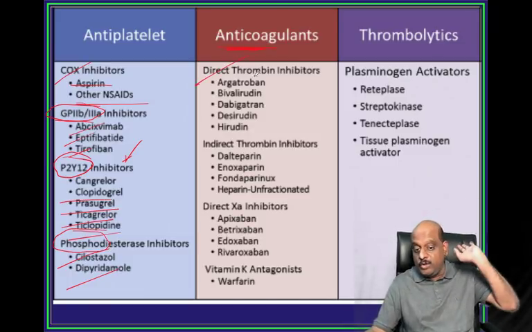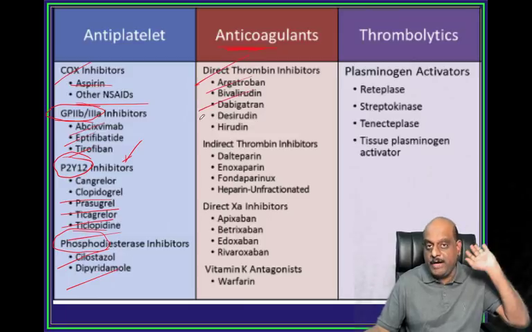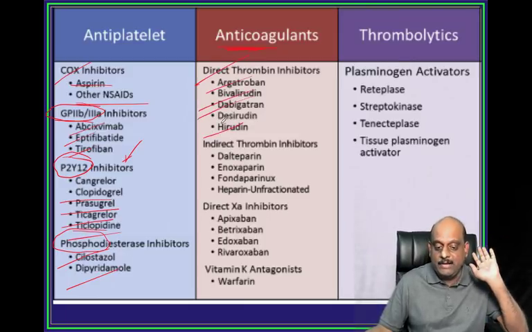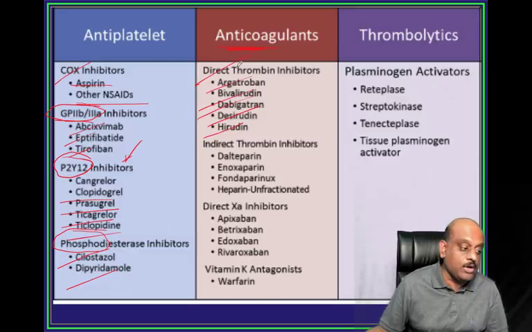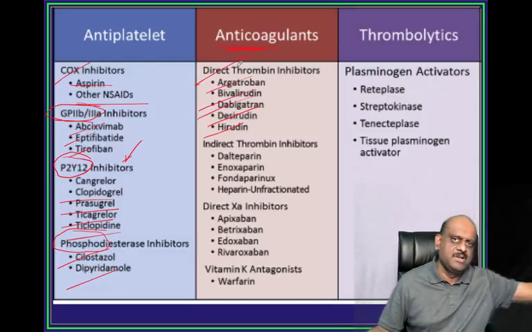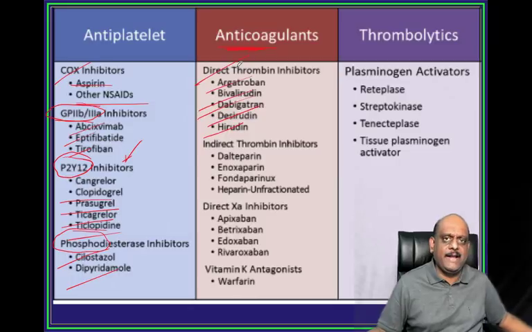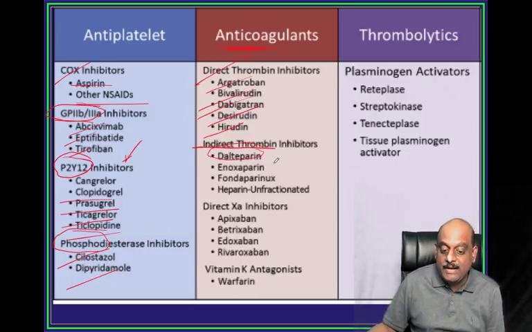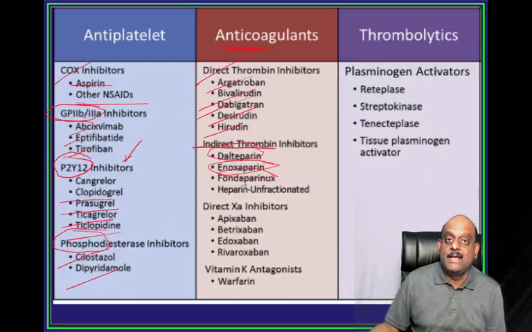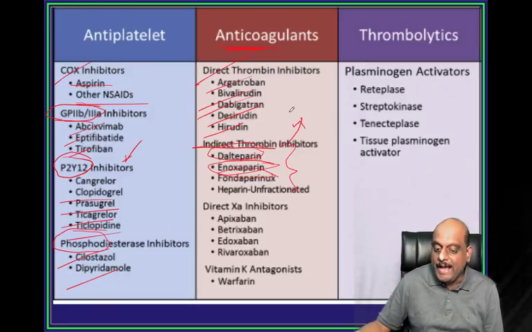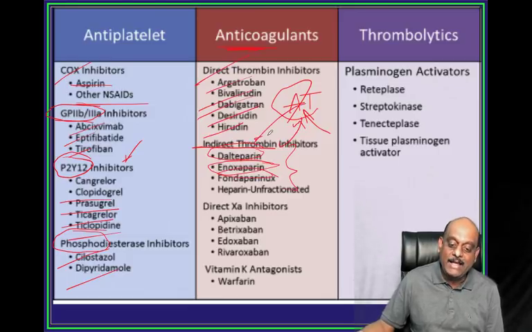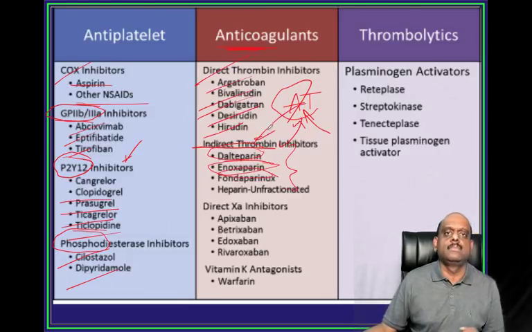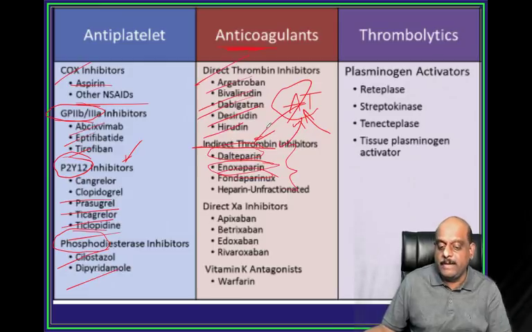Direct thrombin inhibitors: argatroban, bivalirudin, dabigatran, hirudin, desirudin, they're all called direct. They go and directly finish factor 2. What are indirect thrombin inhibitors? Dalteparin, enoxaparin, fondaparinux, they're all indirect thrombin inhibitors. That means they stimulate antithrombin. It tells antithrombin, go and finish thrombin, and that finishes it.